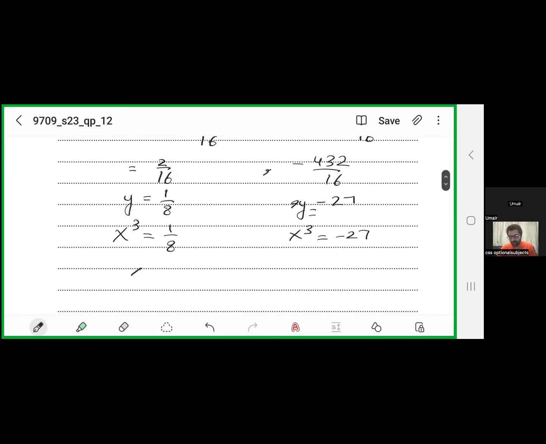So you will take cube root. So that will be equal to 1 over 2. And when you take the cube root on the right side, that will be equal to minus 3. In this way, you can solve this question. These are the answers.